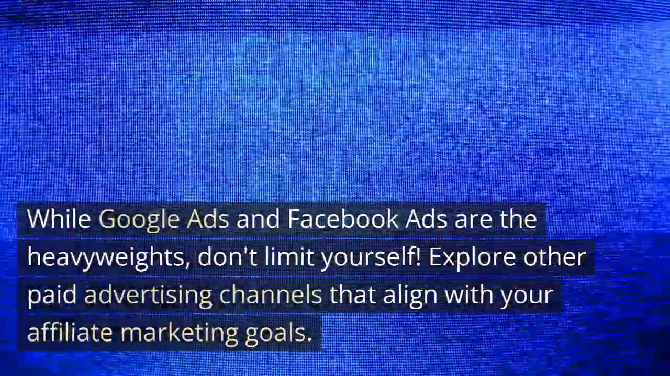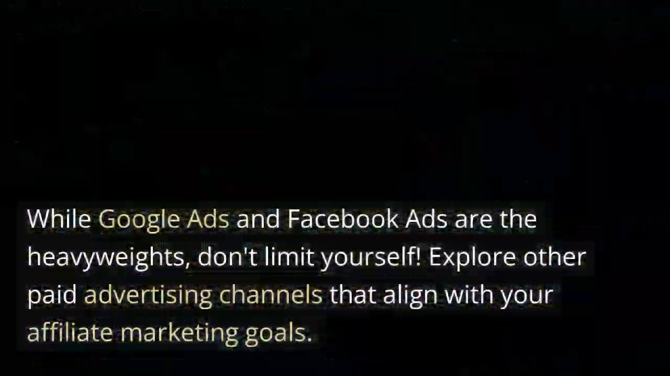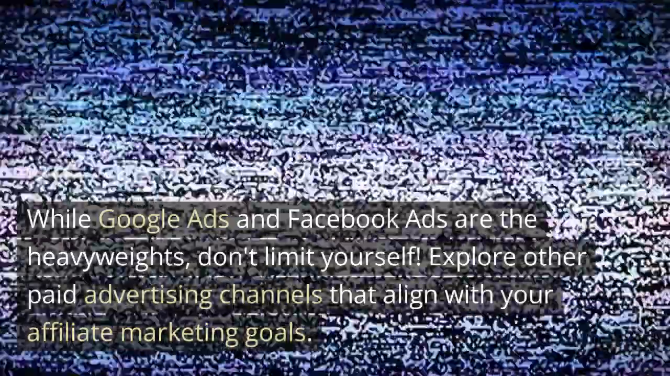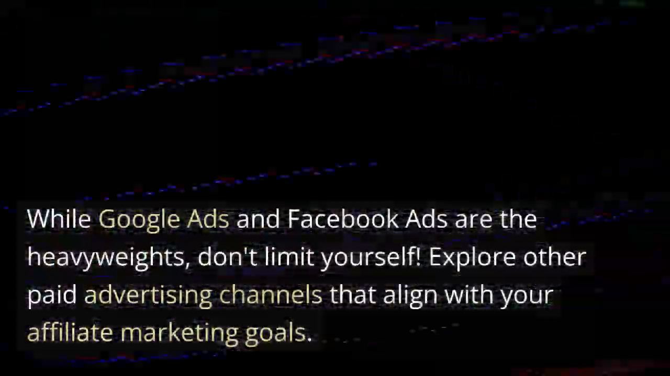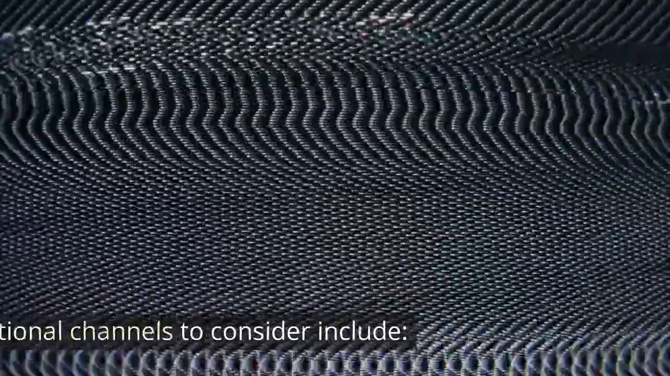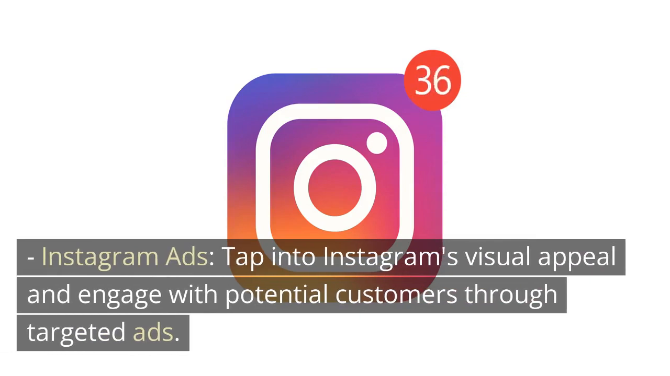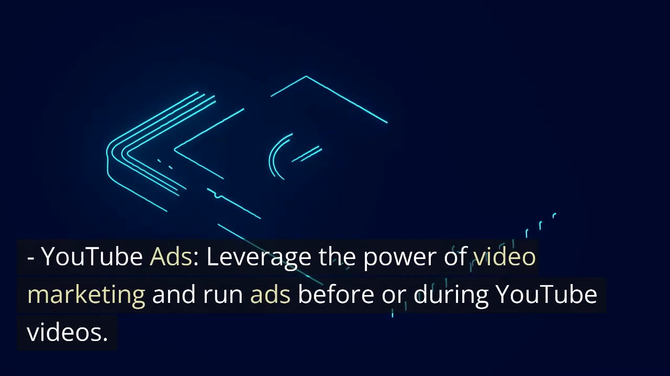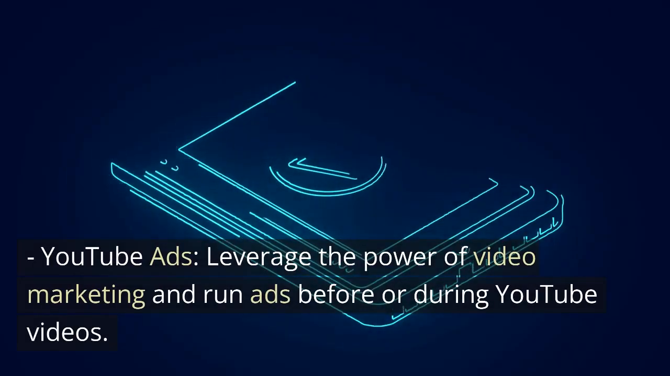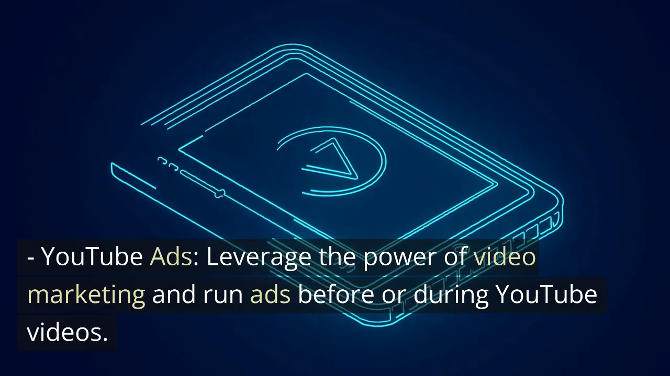While Google Ads and Facebook ads are the heavyweights, don't limit yourself. Explore other paid advertising channels that align with your affiliate marketing goals. Some additional channels to consider include Instagram ads. Tap into Instagram's visual appeal and engage with potential customers through targeted ads. YouTube ads. Leverage the power of video marketing and run ads before or during YouTube videos.